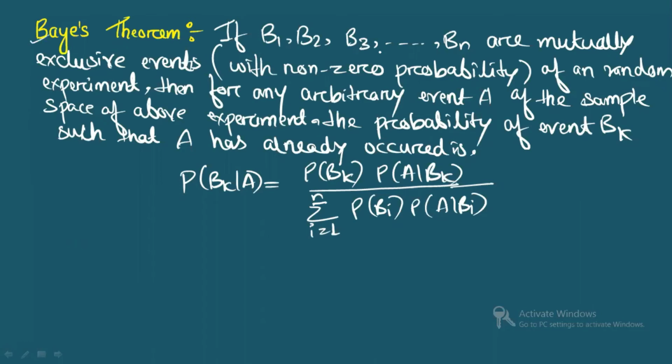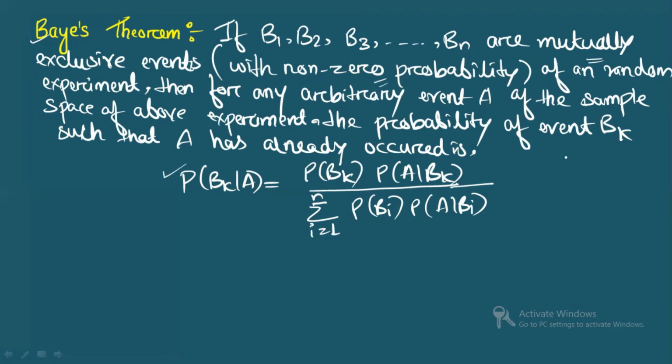So here it is said, if B1, B2, B3 up to Bn are mutually exclusive events with non-zero probability of a random experiment, then for any arbitrary event A of the sample space of the above experiment, the probability of event Bk such that A has already occurred is given by this formula. All right. So first, what is mutually exclusive events? We have already studied that the occurrence of one event excludes the occurrence of the other event. And the mutually exclusive events here will have non-zero probability. That means the probability cannot be zero.